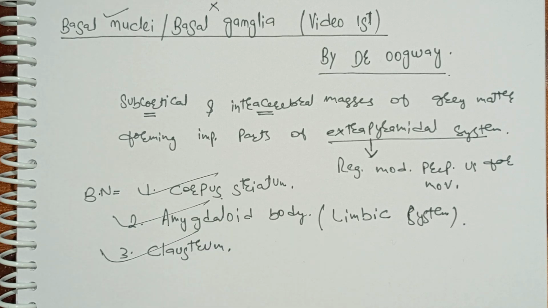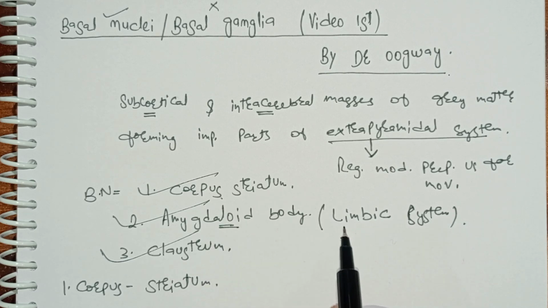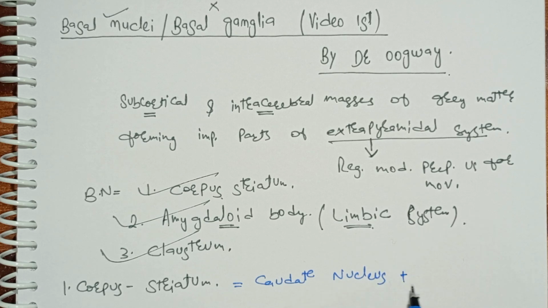Now we will study these structures one by one, starting with corpus striatum. This corpus striatum is made up of two structures: caudate nucleus and lentiform nucleus. Now, what is this caudate nucleus and what is this lentiform nucleus?